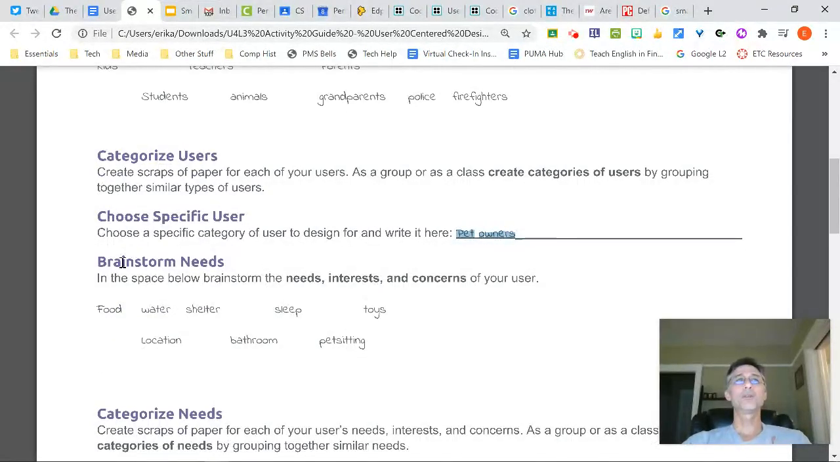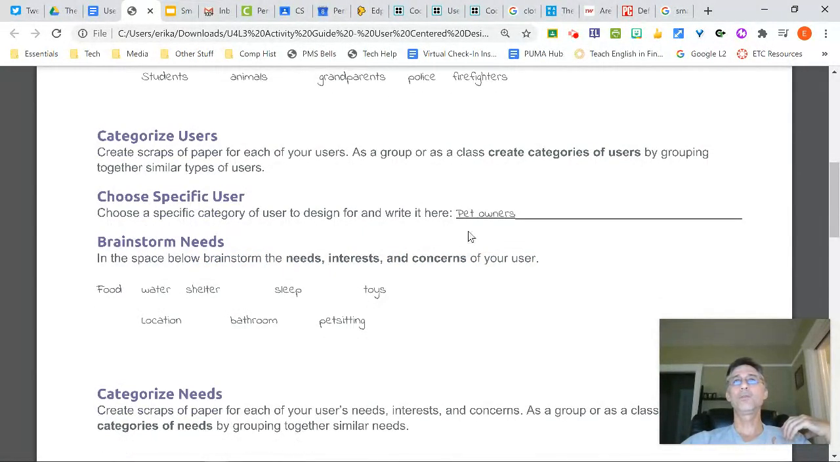Now, brainstorm the needs of your category of people, okay? Brainstorm the needs, interests, and concerns of your user. Okay? So if pet owners is the group of people I chose, then what do pet owners need from the smart clothing? Or what do they need just for their pets? Okay? What do athletes need? Okay? What do parents need? What would they need? What are their concerns?